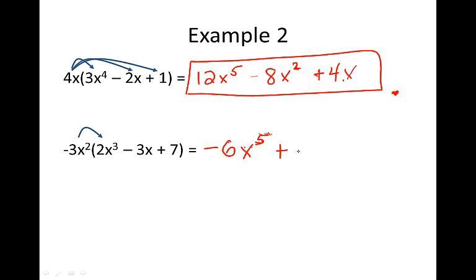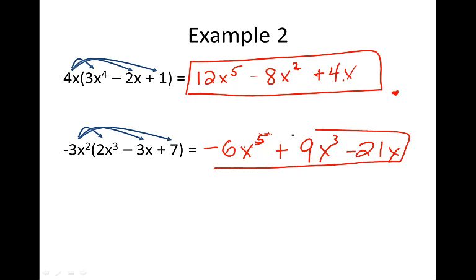Plus 9x cubed. I'm going to multiply negative 3x squared on negative 3x, and then finally minus 21x. The biggest mistake I see on these is with the signs, particularly if there's a negative sign here. Really be careful on that.